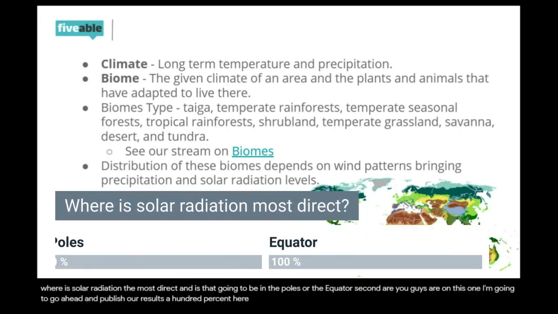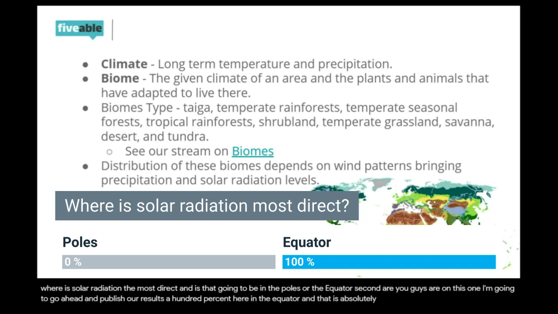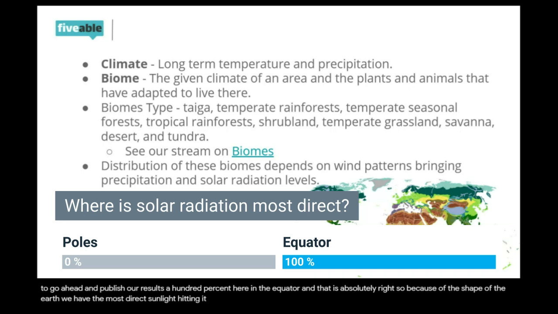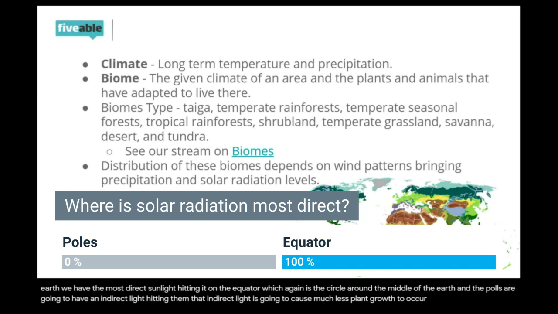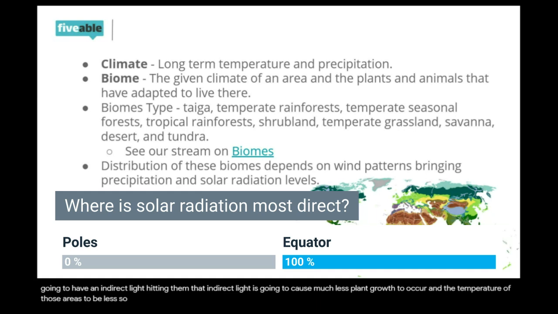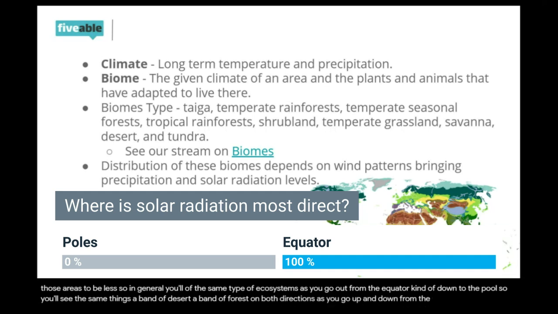100% say the equator, and that is absolutely right. Because of the shape of the Earth, we have the most direct sunlight hitting the equator, which again is the circle around the middle of the Earth, and the poles are going to have indirect light hitting them. That indirect light is going to cause much less plant growth to occur and the temperature of those areas to be less. So in general, if you look at the Earth, you'll see the same types of ecosystems as you go out from the equator down to the poles, a band of desert, a band of forest, in both directions as you go up and down from the equator.